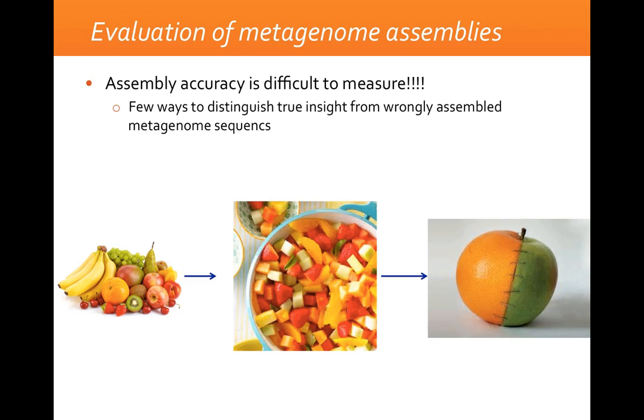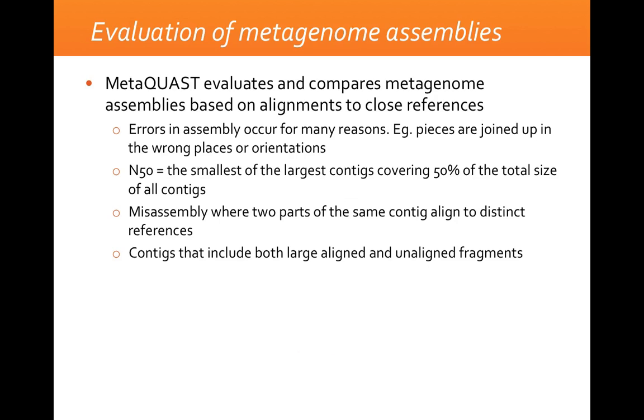This is not an easy task. There's a tool called MetaQuast that can compare the assemblies from different alignments. Normally I would recommend that when you do assembly of a metagenome, you should pick more than one tool, assemble it with different tools, and then try to compare the assemblies against each other.